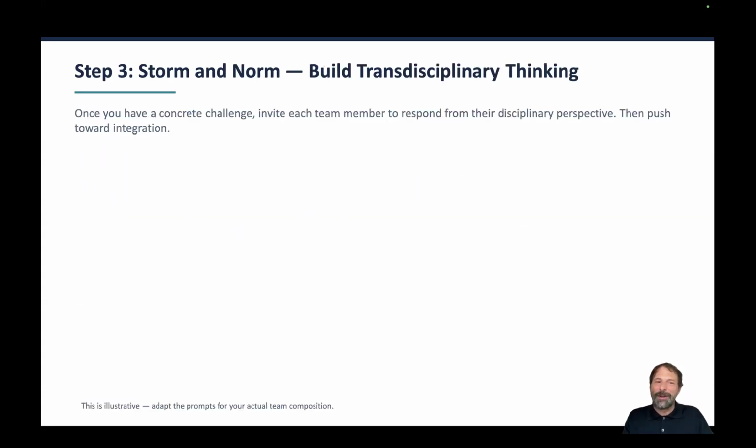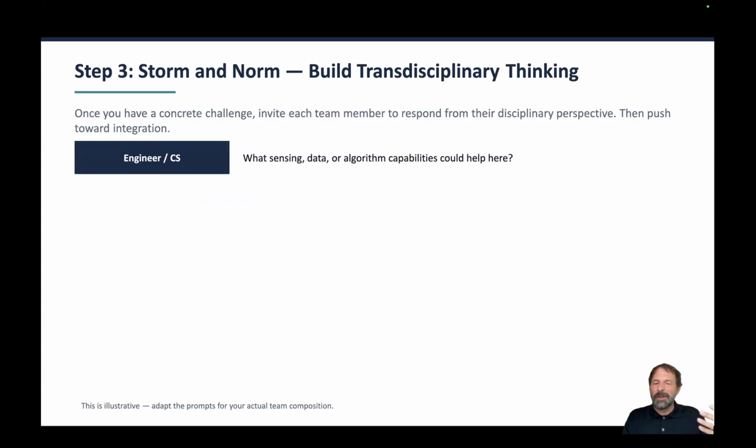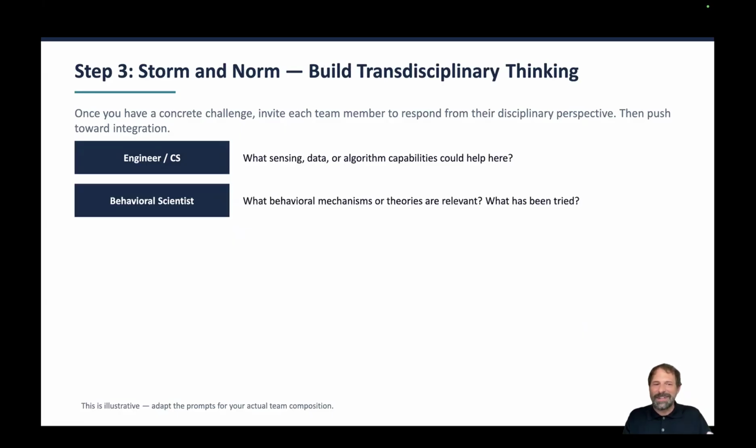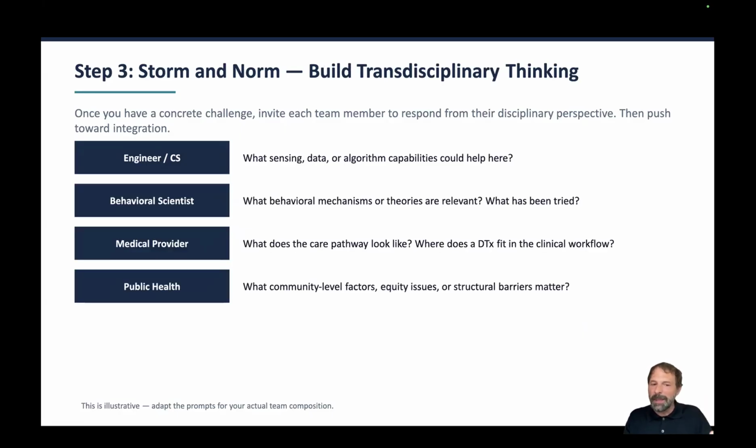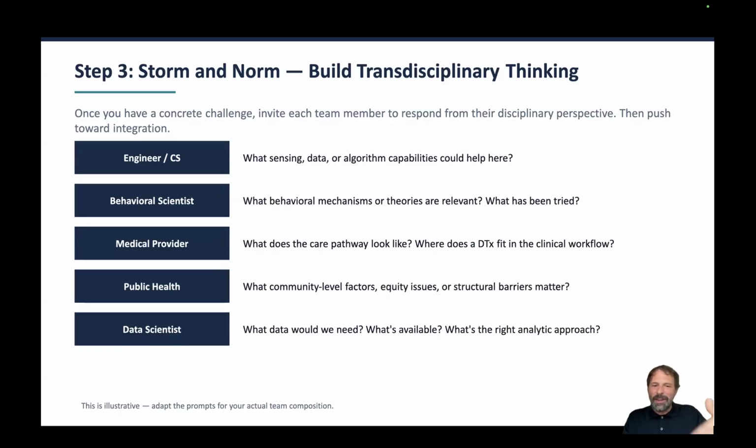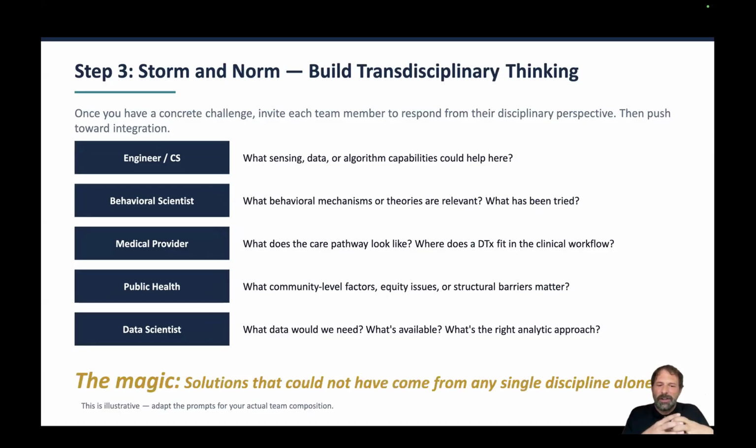Now getting into the storming and norming, right? Like what does an engineer or computer science person bring in versus a behavioral scientist versus a medical provider versus a public health person, a data scientist, right? You're each asking complementary questions that actually allow you to build this magic of a solution that could not come together with any one discipline alone. It really manifests because you're all leveraging the wisdom of each other and creating something that can't be created alone.